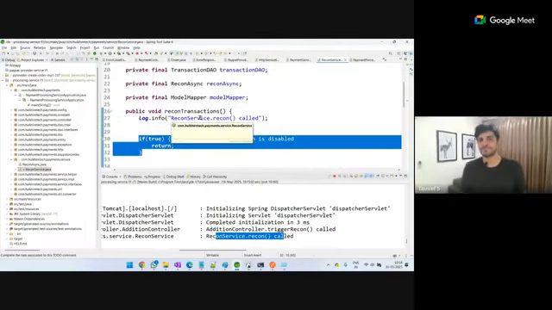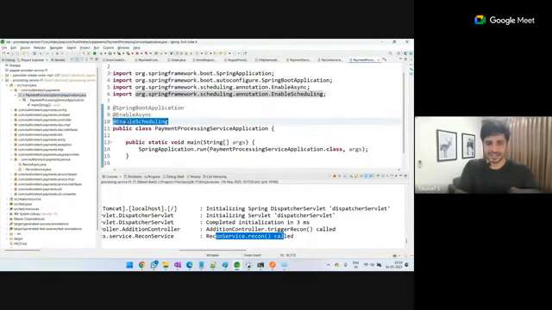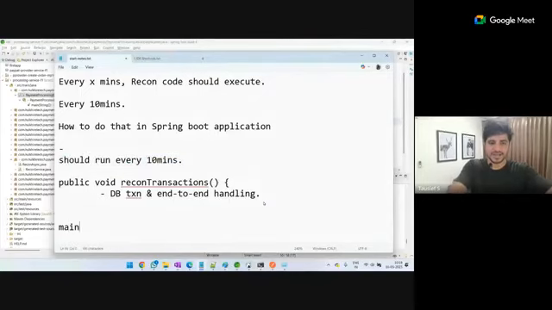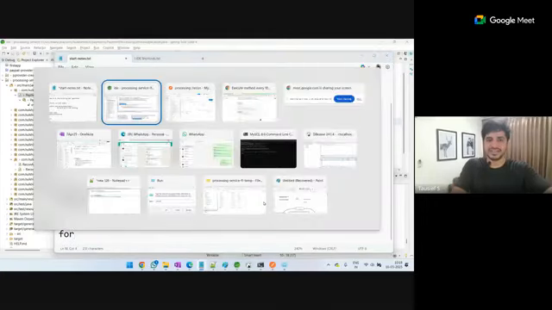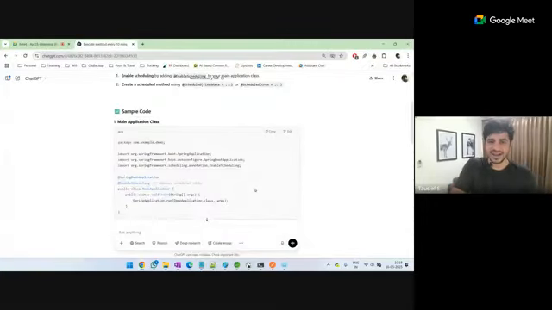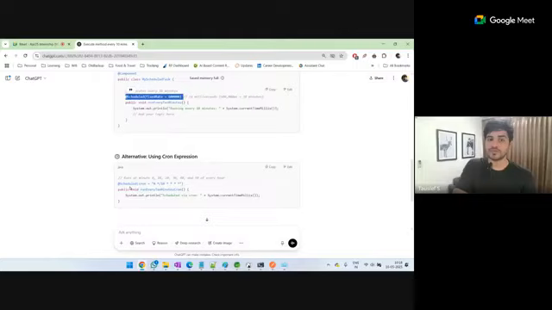We will enable it once we have understood how scheduling works properly. So there are two steps to how scheduling works. First, at the main class, add this annotation, enable scheduling. Then for the method, it is showing two examples. Either we can add it like this, which is simple and straightforward, or we can add it in the form of a cron expression. Both are going to work for 10 minutes.